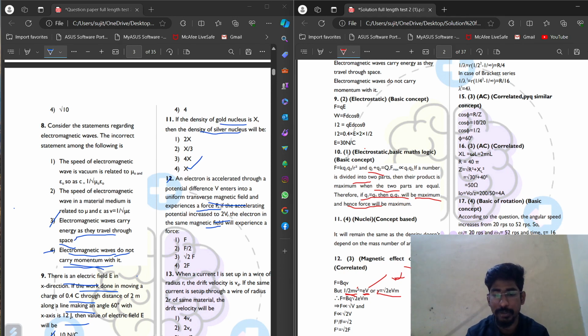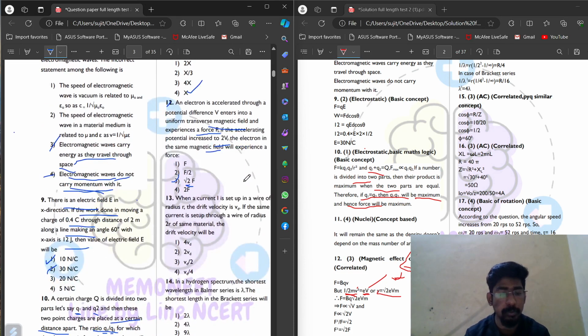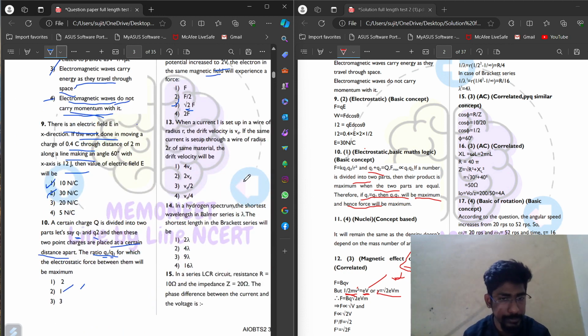but to the root over of the potential difference. So if the potential difference is doubled, the velocity will also increase, but how? It will not be doubled, but it will be root 2 times. If you remember the value of root 2, it is 1.414, that means about 1.4 times.